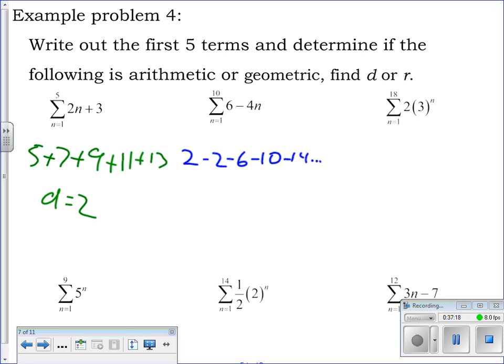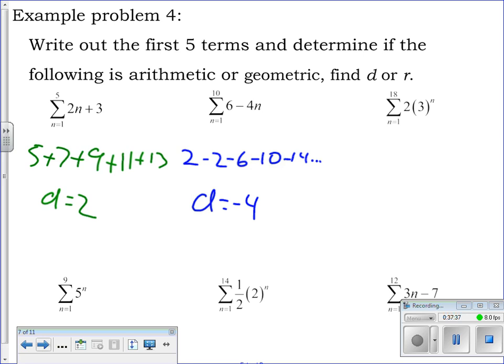Arithmetic or geometric or neither? It's arithmetic, and what's my d? D is negative 4. You see a connection between arithmetic and geometric and our formula. What d is? Linear equation for the formula. D is the number times n.